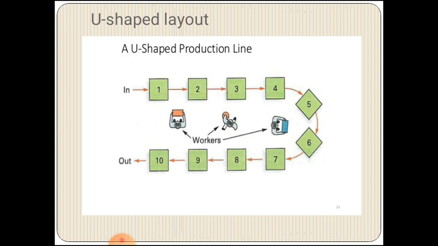Then the next one, U-shaped layout. Here the machineries are arranged in a U shape and material moves in a U-shaped direction. In workstation 1 material enters, and from workstation 10 the material comes out as the final product. So it's a U-shaped production layout. Machineries are arranged in a U-shape.